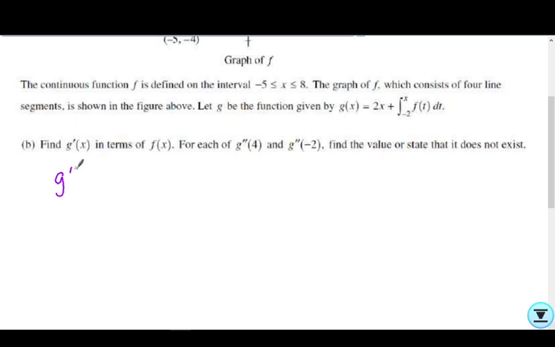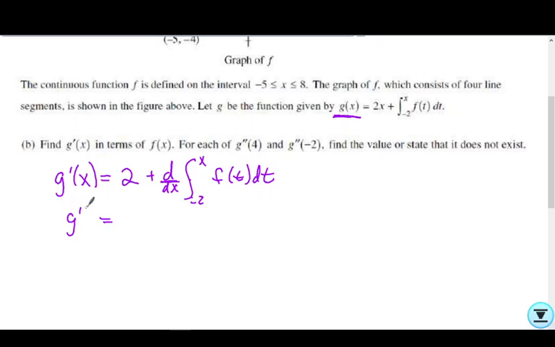Find g prime of x. Well, we know this is g of x, so we take the derivative. The derivative of 2x is 2. And then we take the derivative of the integral, so plus d over dx of the integral from -2 to x of f of t dt. This is the fundamental theorem of calculus. If you're taking the derivative of an integral, the top matches my derivative and the bottom is a constant. That means I take my function, and wherever I see t, I plug in x.